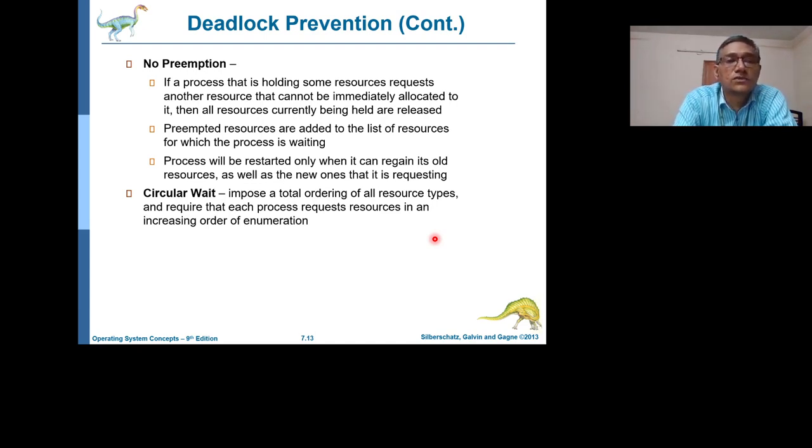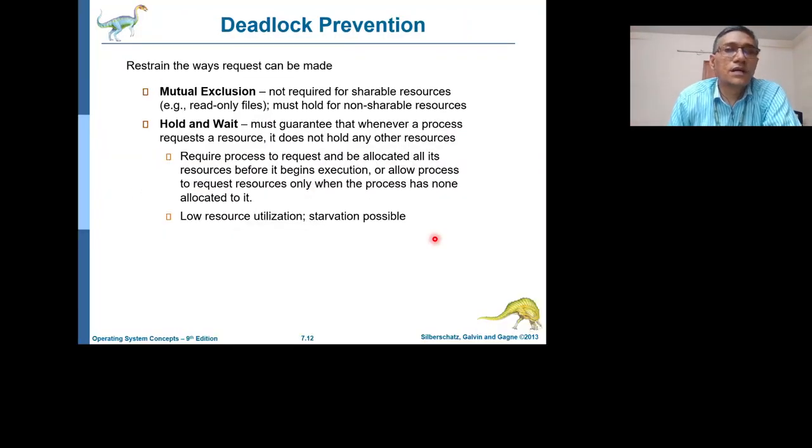The preempted resources are added to the list of resources for which the process is waiting. Circular wait: impose a total ordering of all resource types and require that each process requests resources in an increasing order of enumeration. In this way, we can negate the four necessary conditions. Any one of the conditions can be negated so that we can prevent the deadlock from happening.